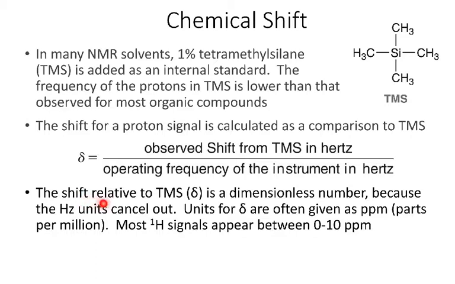This shift relative to the TMS is dimensionless because the hertz cancel out, but very often you'll see the units they put on the NMR spectra are in ppm, or parts per million. Most of our signals are going to appear between 0 and 10 ppm.